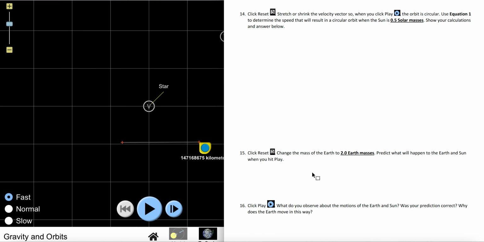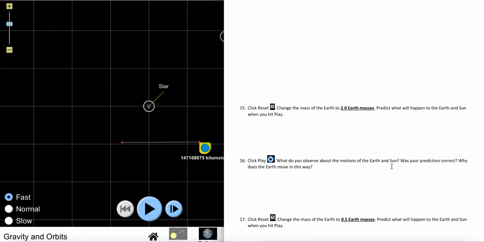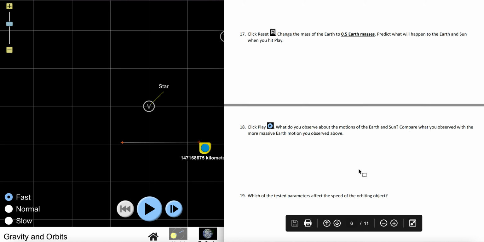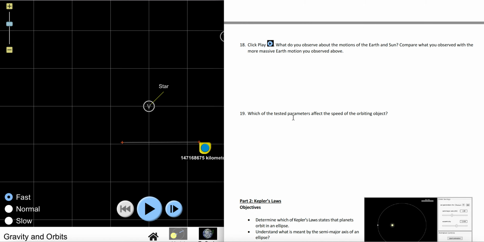Then you actually are going to reset it. In this case, you're going to change the mass of the Earth, just the mass of the Earth. Then you're going to go ahead and play it, make a prediction. Was your prediction correct? Then change the mass of the Earth again, make a prediction, and mention if your prediction was correct. Then talk about which of the tested parameters actually affected the speed of the orbiting object. Did they all affect it? Did only some of them affect it?